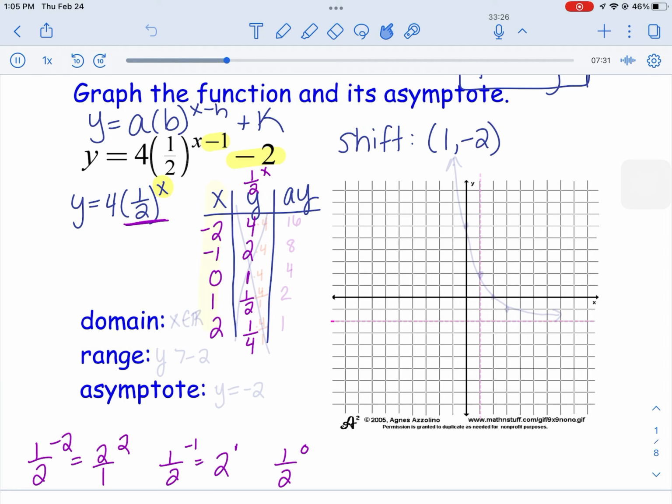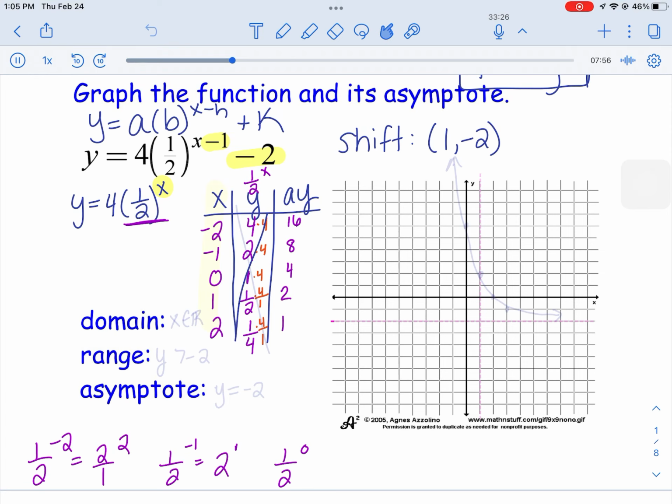But this time I have to multiply all these middle numbers by 4. Or if it's a fraction, I'm going to multiply it by 4 over 1. 4 times 4 is 16, 2 times 4 is 8, 1 times 4 is 4. 1/2 times 4 over 1 would be 4 over 2, which is 2. And then 1/4 times 4 over 1 would be 1, 4 over 4.